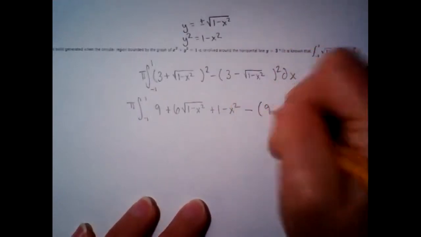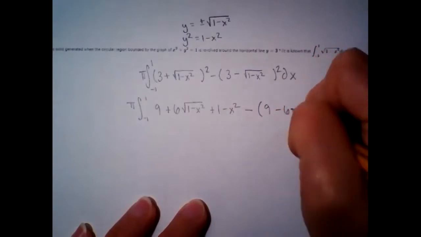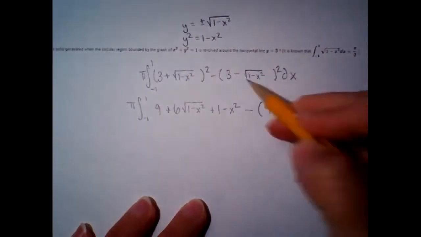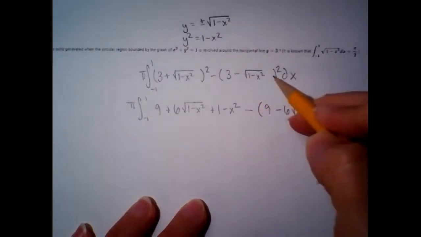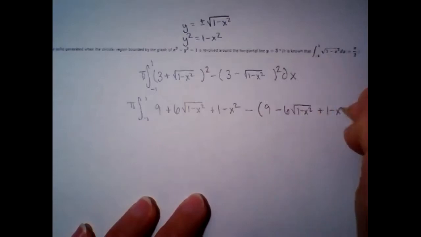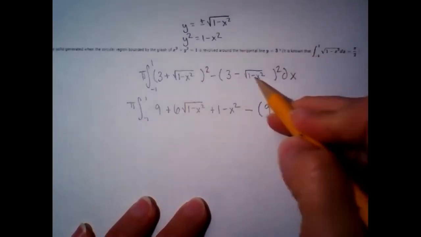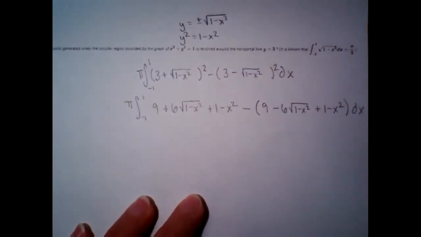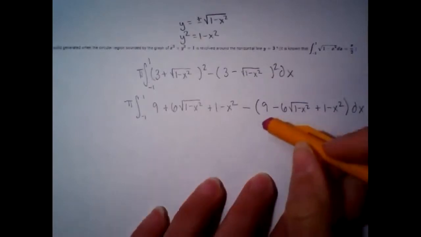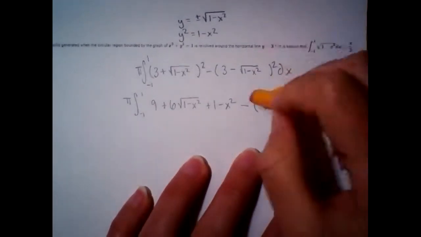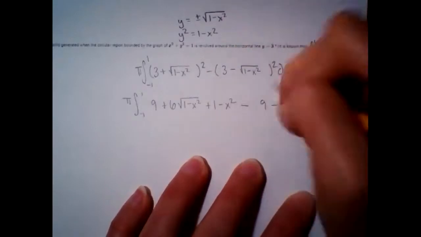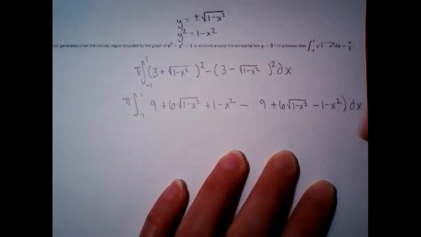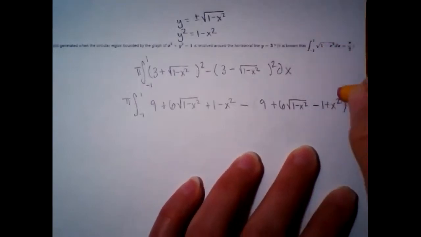So again, 3 times 3 is 9. We'll have minus 6 square root of this stuff. And then it will be plus the 1 minus x squared. Again, negatives would cancel, so it'll be plus, and the square root and the squared cancel as well. All right, then we're going to distribute the negative. Again, I'm just going to erase here and fix this. Everything's going to flip-flop its signs. So we'll have minus 9 plus 6 square root of stuff, minus 1, and then plus x squared.